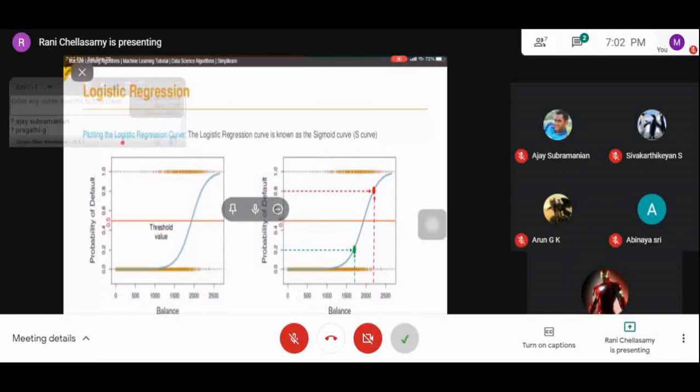So here in the second picture, you have the red data point, which is a default, as it is above the threshold value. Here is your threshold value, that is 0.5. The red point is above the threshold value of 0.5, and the green point, at 0.2, is below the threshold value 0.5.